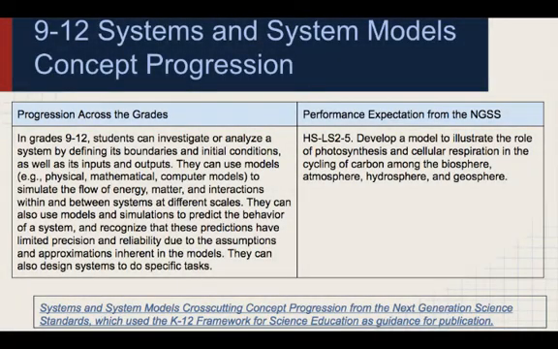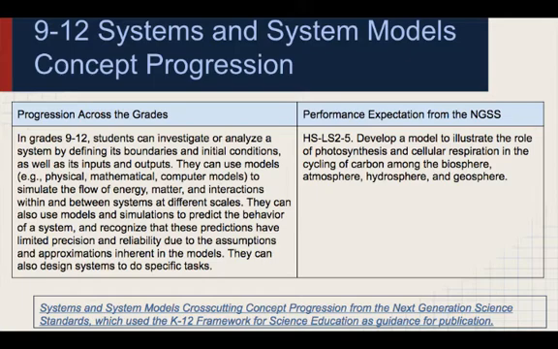In grades 9 through 12, students can investigate or analyze a system by defining its boundaries and initial conditions, as well as its inputs and outputs. They can use models, physical, mathematical, computer models, to simulate the flow of energy, matter, and interactions within and between systems at different scales. They can also use models and simulations to predict the behavior of a system, and recognize that these predictions have limited precision and reliability due to the assumptions and approximations inherent in the models. They can also design systems to do specific tasks.